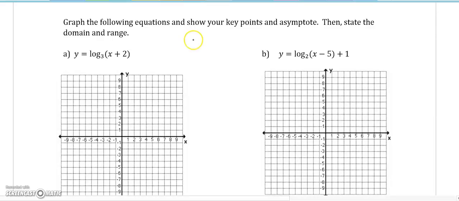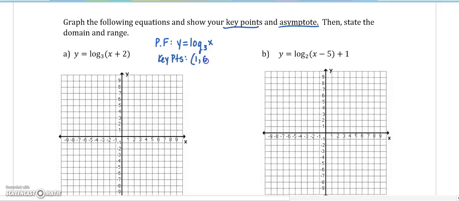This says graph the following equations and show your key points and asymptote, then state the domain and range. So just like with an exponential function, we're going to figure out our parent function first. And our parent function should just be with the base and our x, no extra pieces. So in this, it'll just be log base 3 of x. Now the parent function's key points, remember it's the same as an exponential, but we switch x and y. So before it was (0, 1). Well, I'm going to switch them.